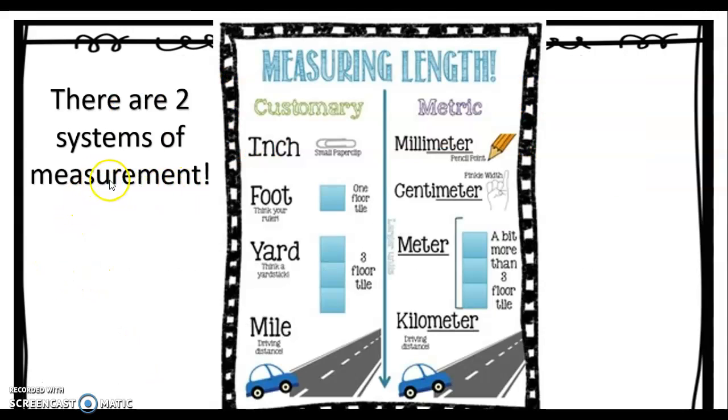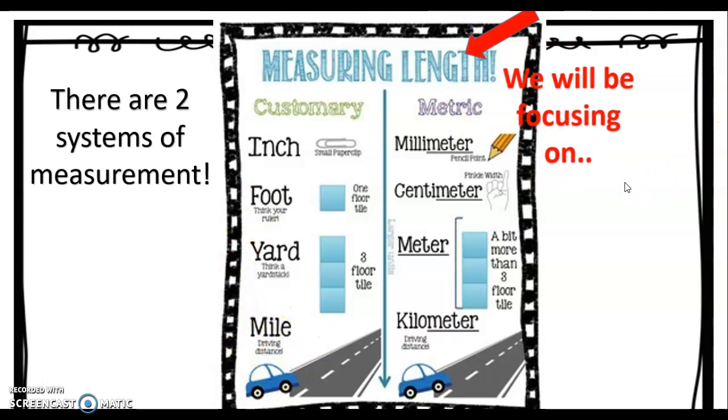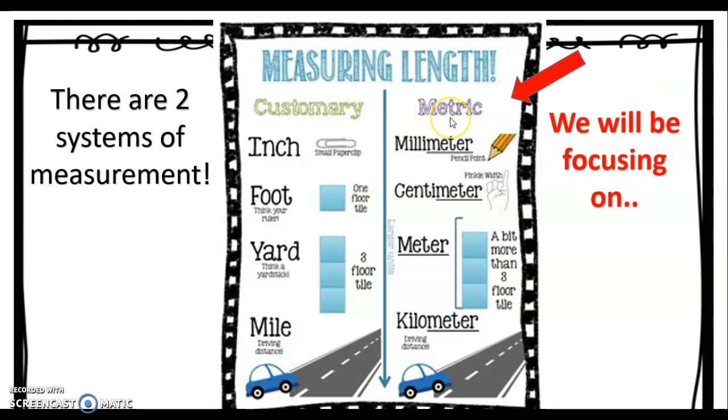There are two systems of measurement. You have the customary system, which is what's normally used in America, which involves inches, the foot, the yard, and the mile. Our focus is going to be on the metric unit of measurement, which you will see in a lot of science textbooks and what they use in other parts of the world a lot.